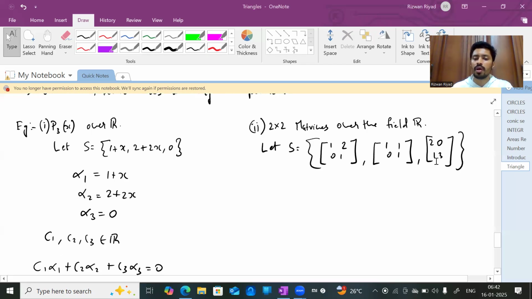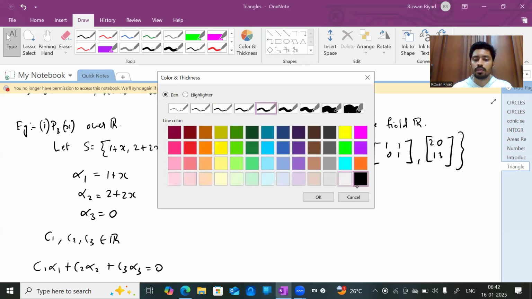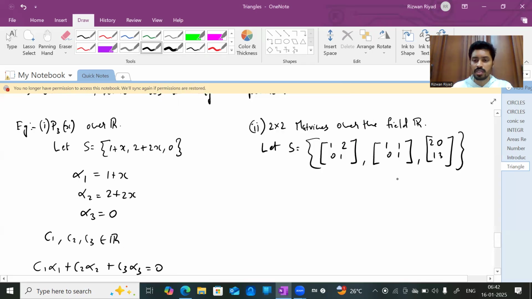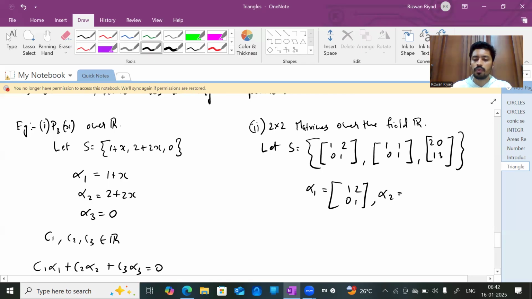So what are our alpha 1, alpha 2, alpha 3 here? Only 3 elements here we have, so up to alpha 3 only. So alpha 1 is equal to 1 2 0 1. Alpha 2 equal to 1 1 0 1, and alpha 3 equal to 2 0 1 3. These are our alpha 1, alpha 2, alpha 3.